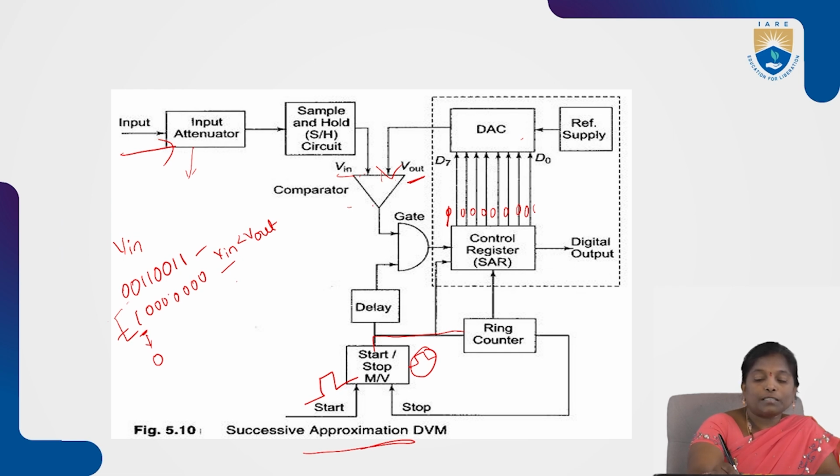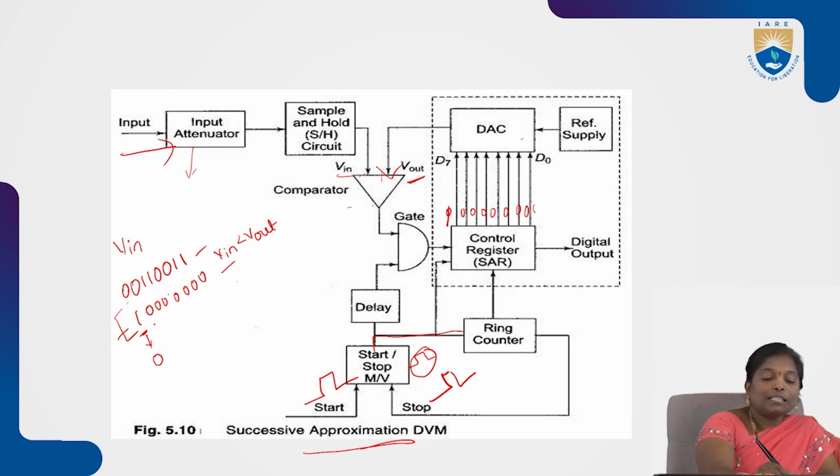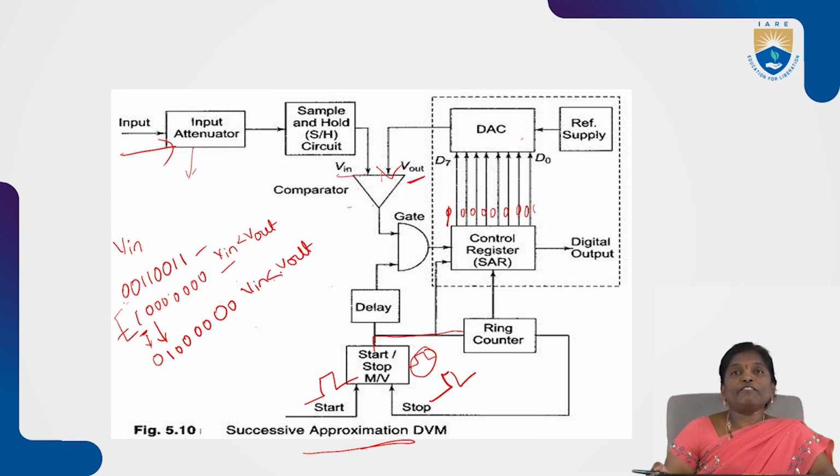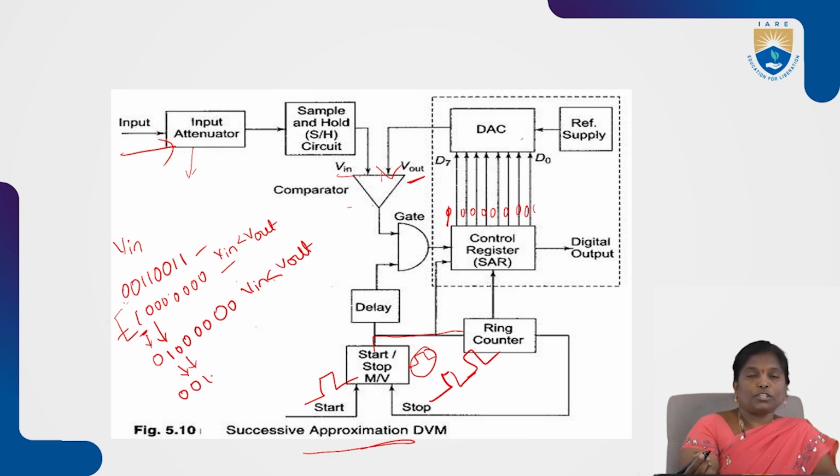For the second pulse, if we apply the second pulse, then the D6 bit is changed to 1, and the rest are 0. Now, again compare input voltage with the output voltage. In this stage also, input voltage is less than that of output voltage. So, again we need to reset D6 to 0. Then, if you apply the third pulse, the 5th bit position is equal to 1.